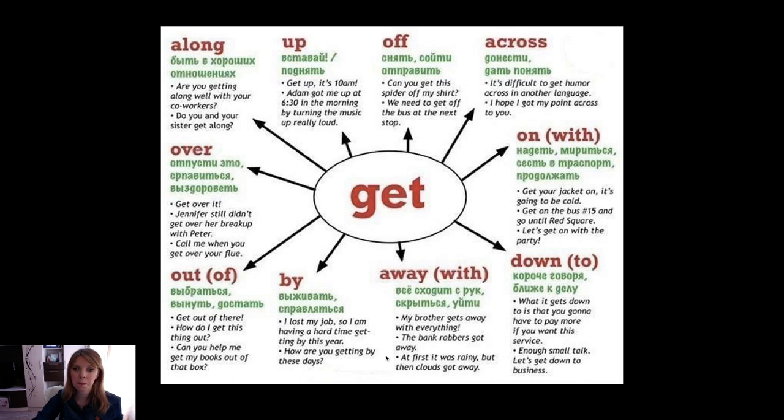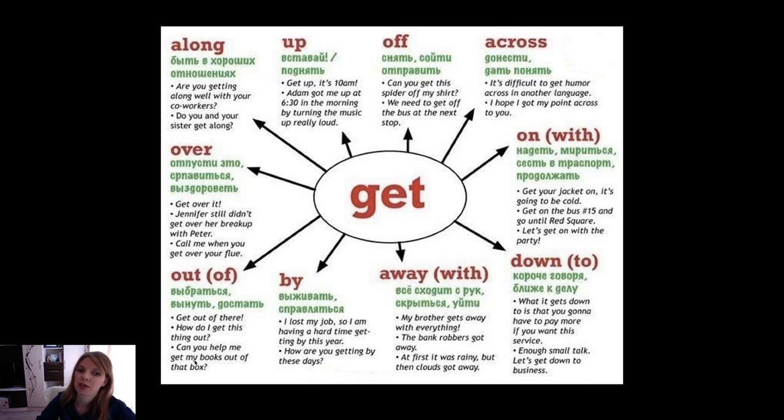Then, get out of. Думаю, вы тоже встречали данное сочетание. So, to get out of something, выбраться, сбежать откуда-то. Get out of here or get out of there. Часто мы можем услышать такую фразу в фильмах, в боевиках. Бежим отсюда, да? Да, скорее надо выбираться. How do I get this thing out? Как мне, а вот здесь немножко другое значение, да, когда мы говорим о чем-то, что нам необходимо достать, изъять откуда-то. Как я могу достать эту вещь? And the last one. Can you help me get my books out of that box? Поможешь мне опять же достать, вынуть книги из коробки?